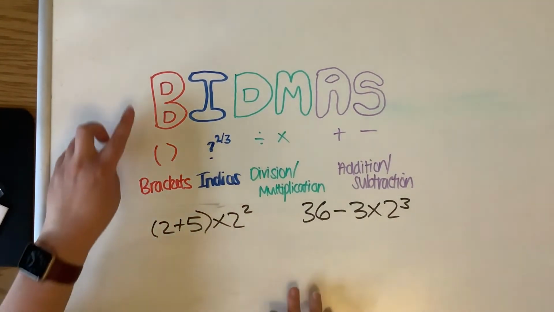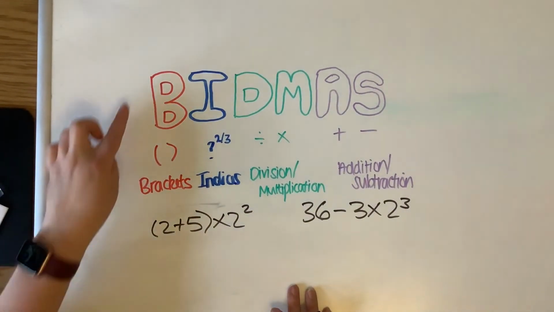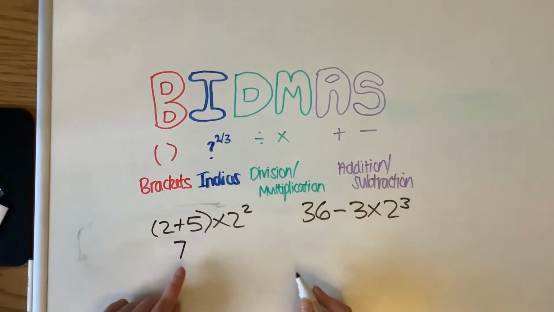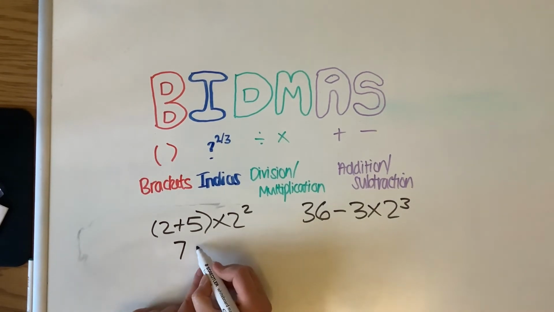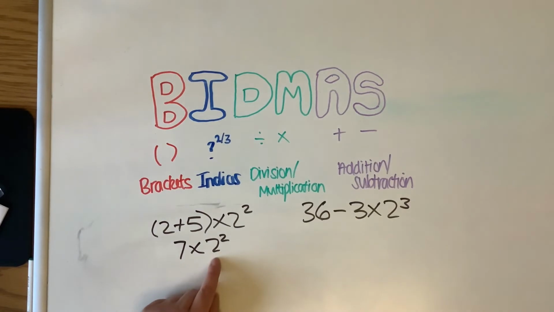So here, like I said, we always start with the left, like reading numbers. So I look, are there any brackets? Yes, that means I need to do that first. 2 add 5 is 7. What I tend to do is write out the rest of the calculation, because that helps me not forget anything and make sure I get it right.